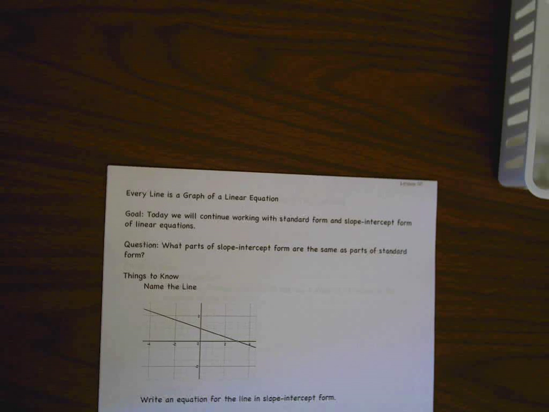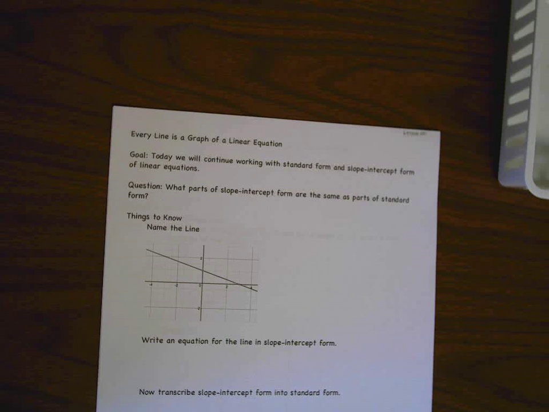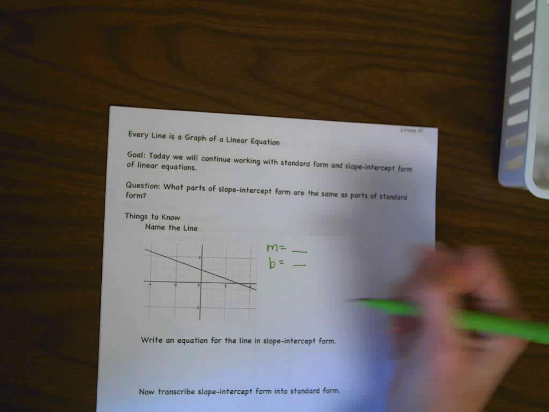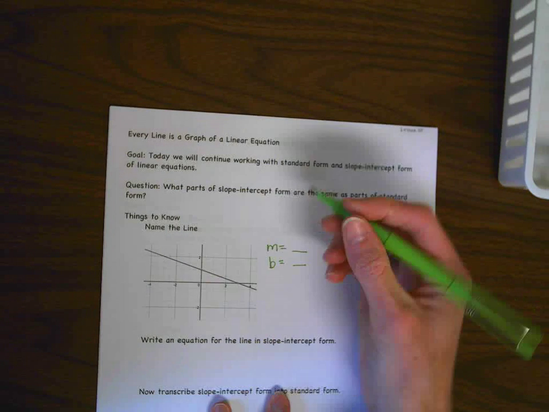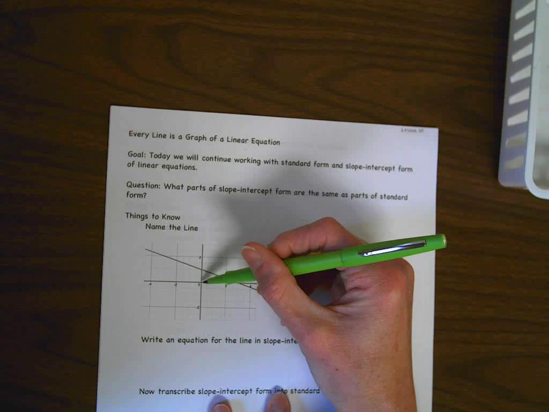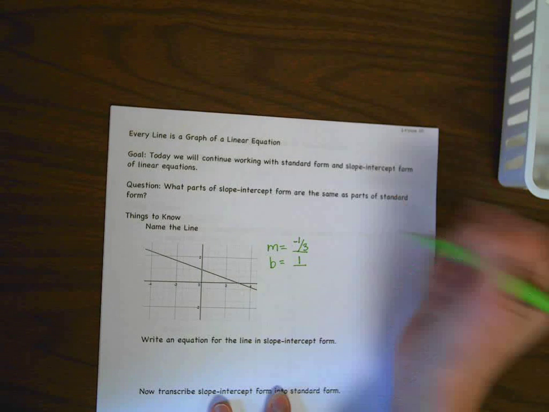Things to know. First, what we need to do is look at this graph and name the line. You should be, at this point, very comfortable with naming the line. For me, the best way to name the line is to use slope-intercept form because we can locate everything that we need. So the first thing is to figure out what the m is, figure out what the b is, and then we can turn it into slope-intercept form. The b for this line looks like it's at 1. And the slope looks like you go down 1 and over 1, 2, 3. So the slope is negative, it's going to be down 1 over 3.